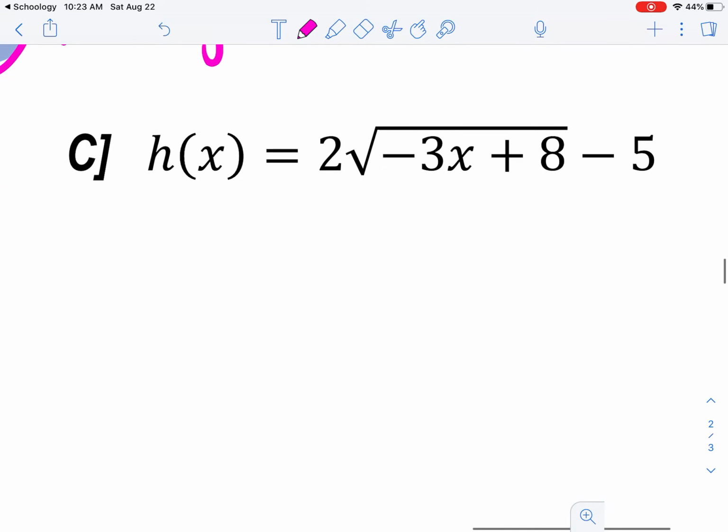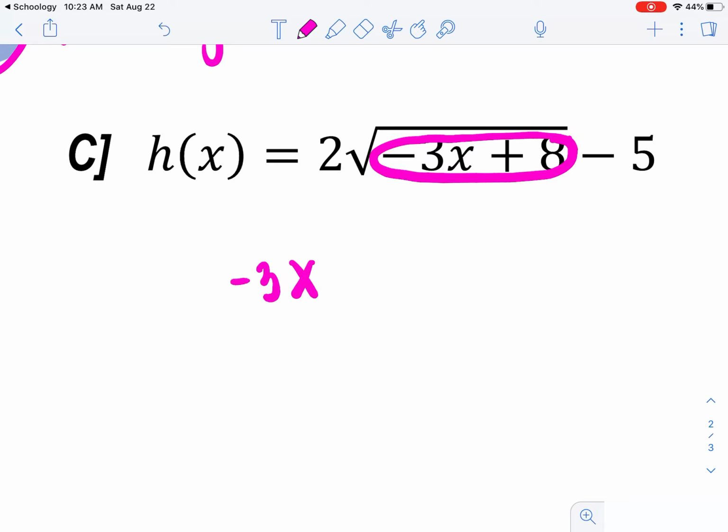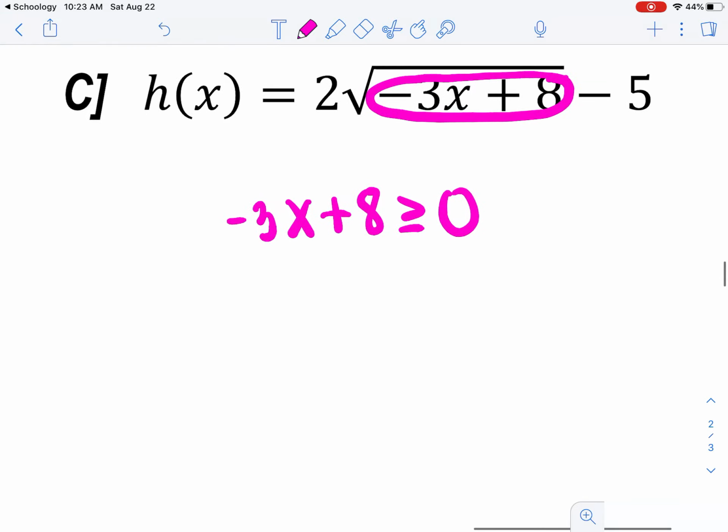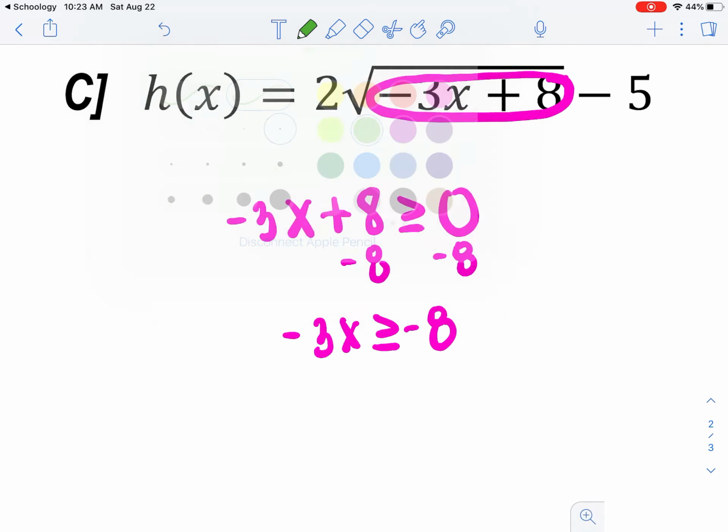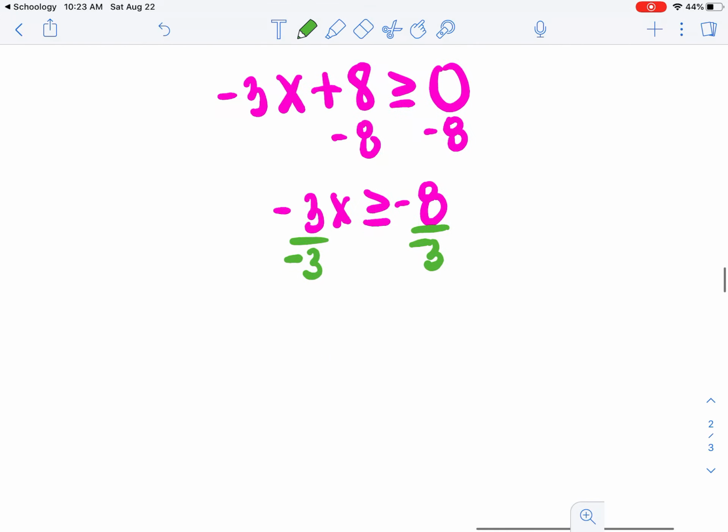All right, last one right here. Here's my argument, right? It has a square root, so there are restrictions. Negative 3x plus 8 has to be greater than or equal to 0. Solve this. So first I'm going to subtract 8 from both sides. Negative 3x is greater than or equal to negative 8. Divide by negative 3. Now remember, when you're working with an inequality and you divide by a negative, you have to flip the inequality symbol.